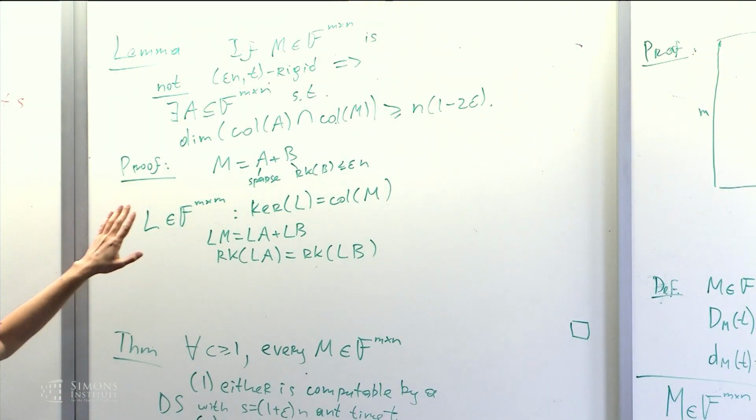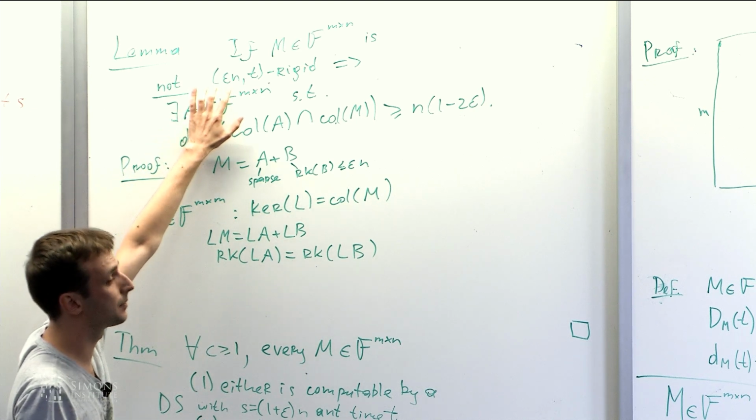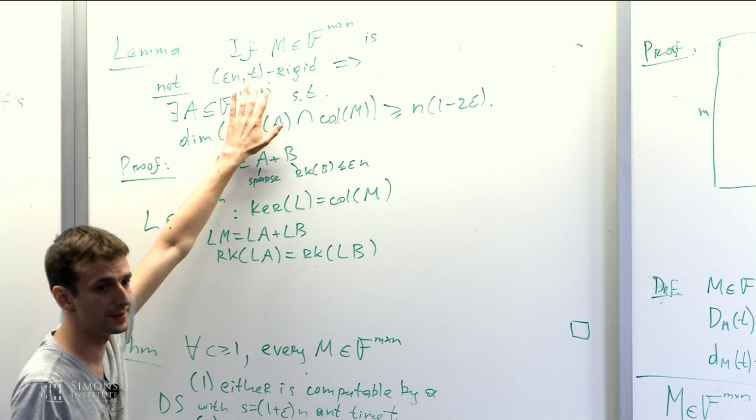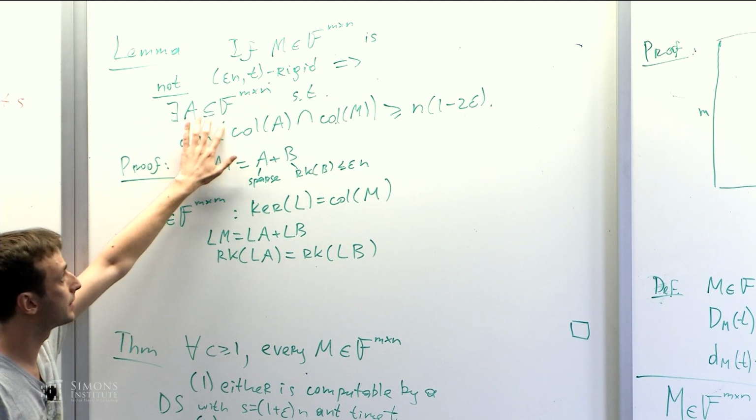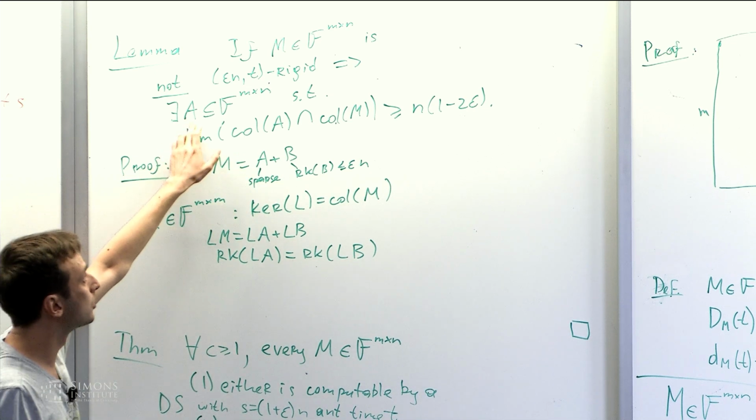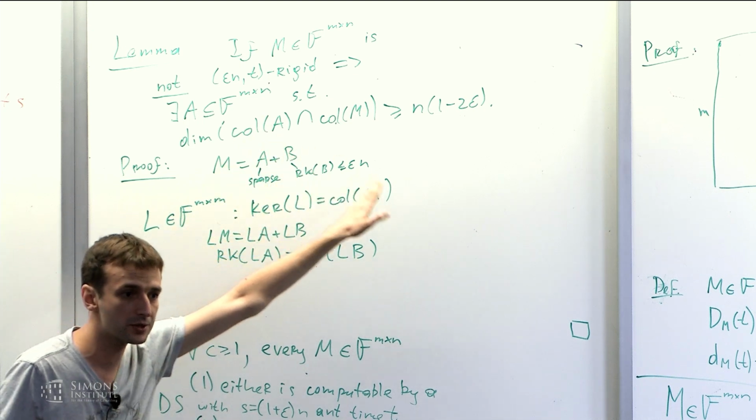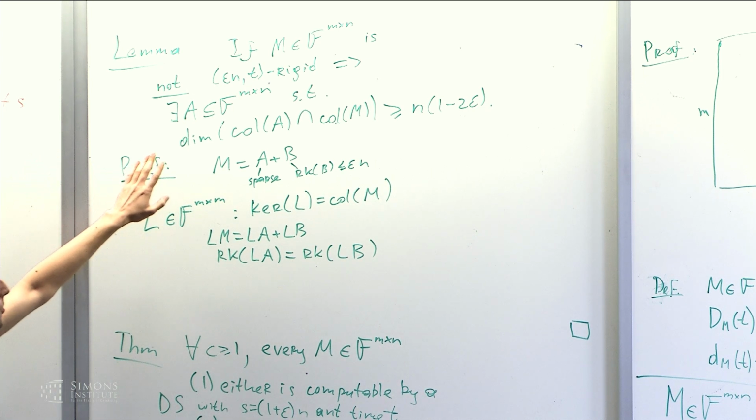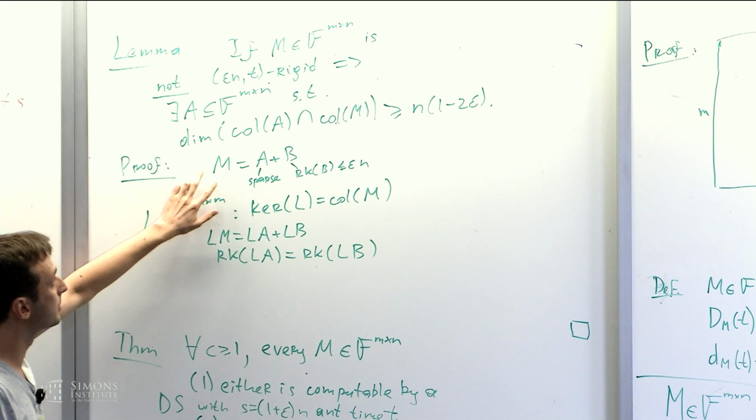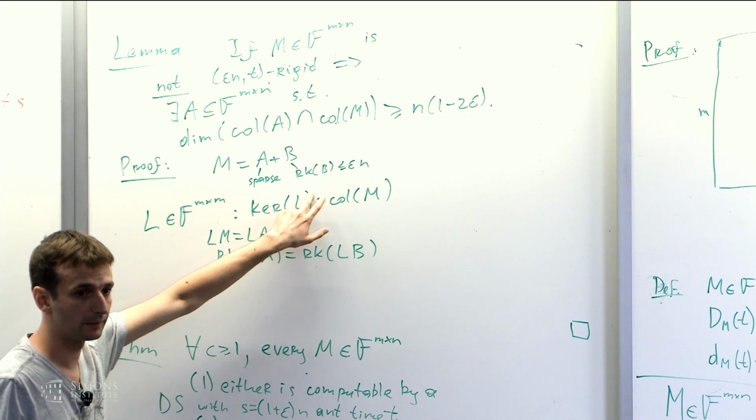We want to prove the following lemma. Say we have a matrix which is not rigid for rank epsilon n and some parameter sparsity t. Then we'll show that there exists a matrix of the same size such that its column space intersects the column space of M a lot. It spans almost all the column space of your matrix M, a constant fraction of it. And that's easy to show. We assume M is not rigid, so there is a decomposition as follows. M is a sum of sparse and low rank.